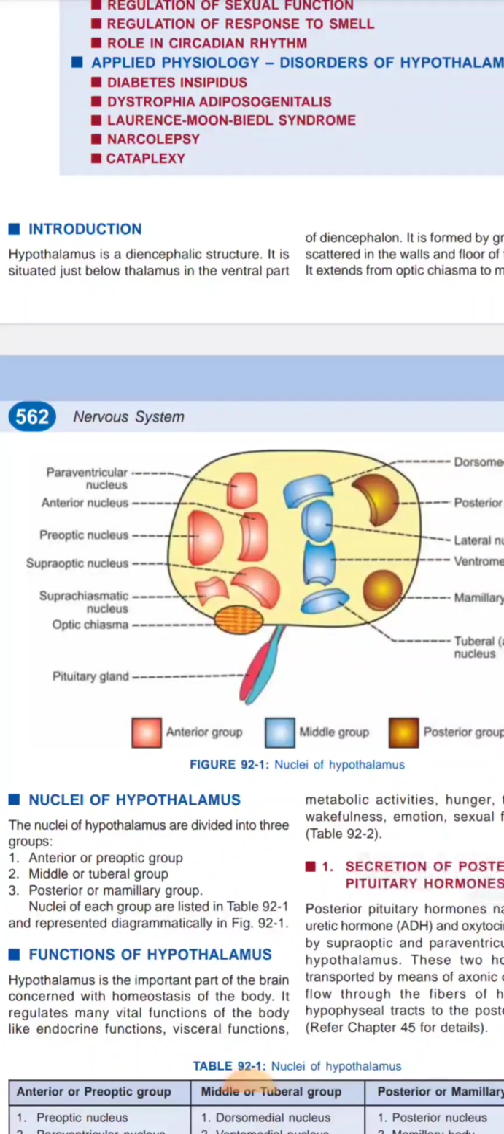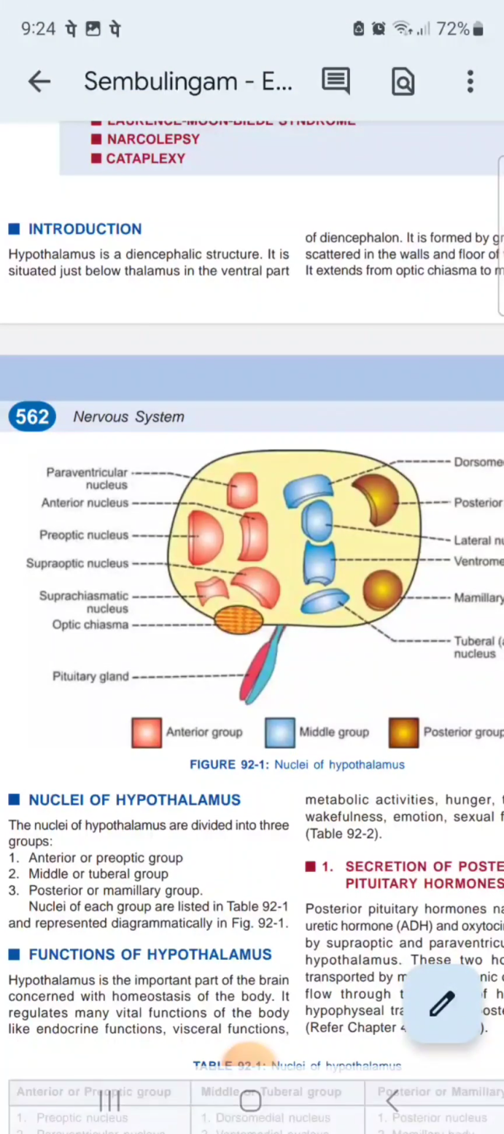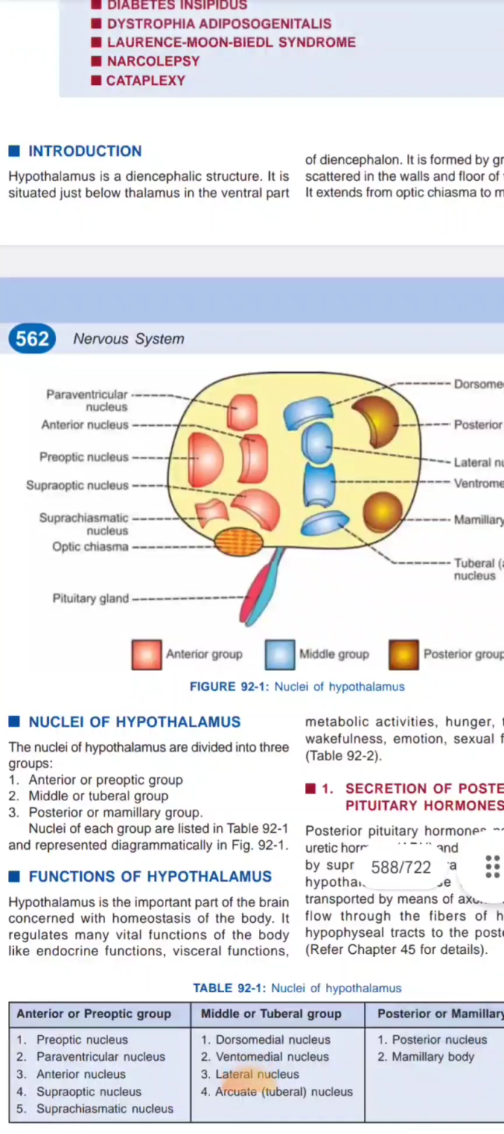hypothalamic nuclei. So what are different types of hypothalamic nuclei? Paraventricular nucleus, anterior nucleus, preoptic nucleus, supraoptic nucleus, suprachiasmatic nucleus, optic chiasma, pituitary gland.